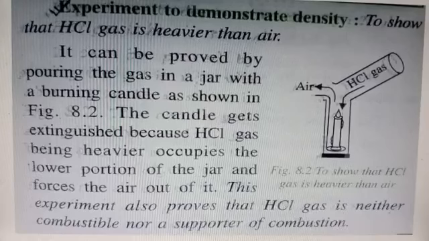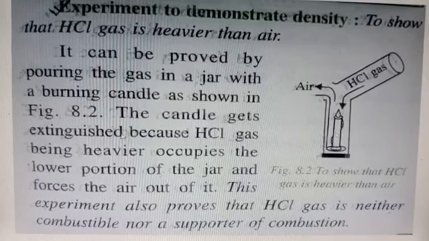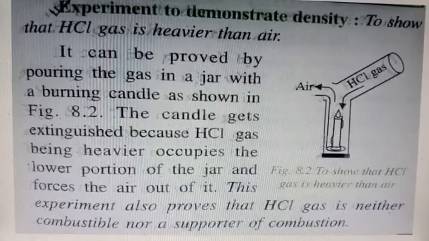It can be proved by pouring the gas in a jar with a burning candle, as shown in figure 8.2. You can see here, this is the burning candle. The candle is burning, and you are pouring hydrogen chloride gas on this jar where there is a burning candle. Then the candle gets extinguished, because hydrogen chloride gas, being heavier, occupies the lower portion of the jar and forces the air out of it.